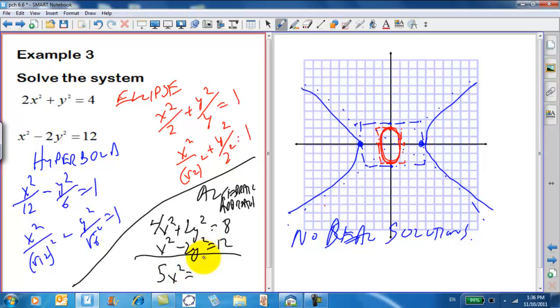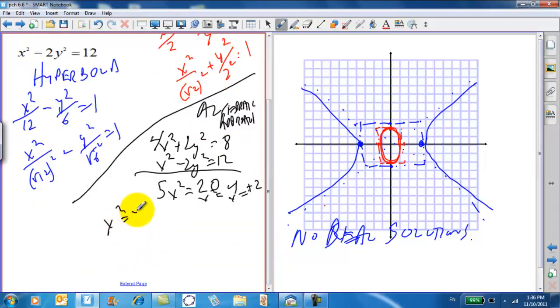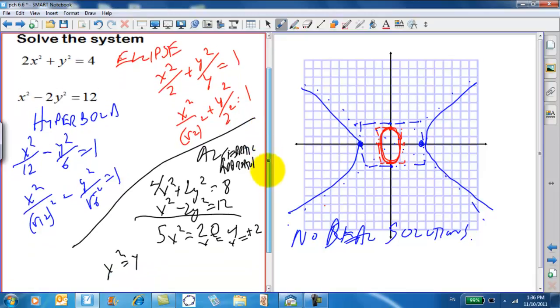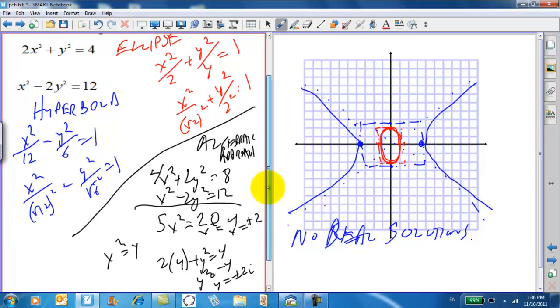And here I paused for a while because I thought, oh, we're getting answers. Well, yeah, you do get real answers for x. 5x squared equals 20, so x squared equals 4, and x equals plus or minus 2. But then, when you put that back in, if x squared equals 4, you get twice 4 plus y squared equals 4. So that's y squared equals negative 4, and you get y equals plus or minus 2i. So you see you end up with imaginary coordinates for y.